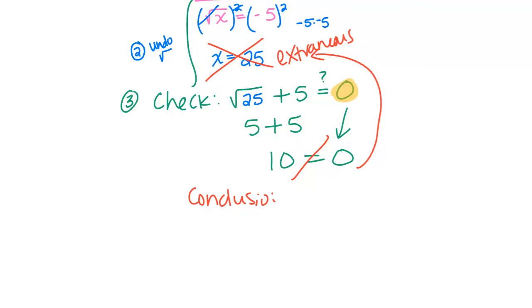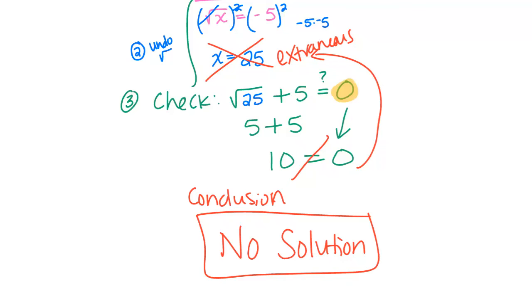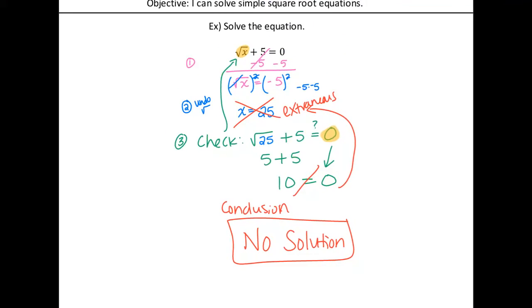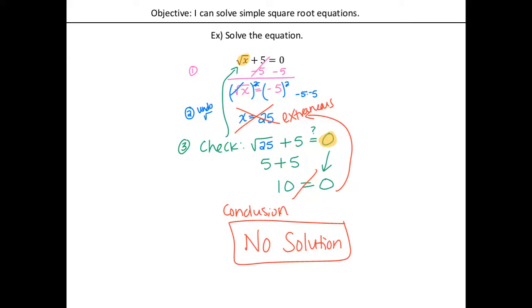is what? What happened when my only possible solution was extraneous? What did we say? There's no solution, right? My conclusion is that there is no solution. Because my solution was extraneous, that means that I really have no solution, okay?